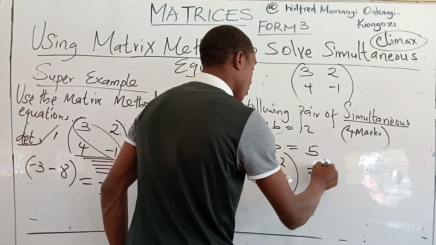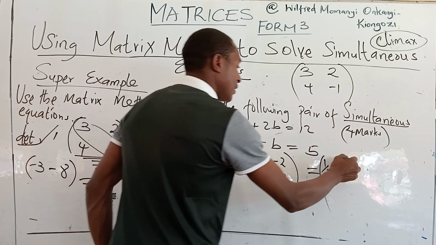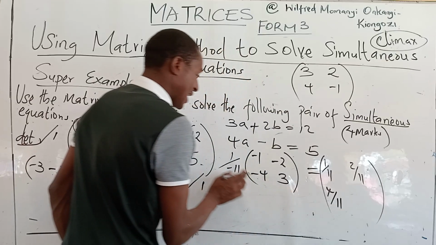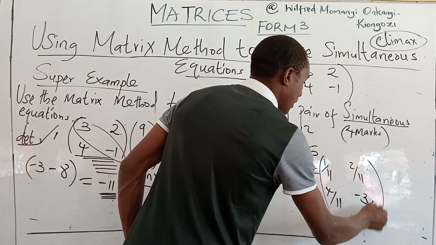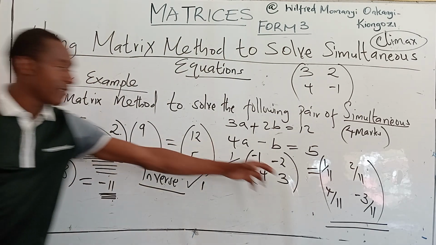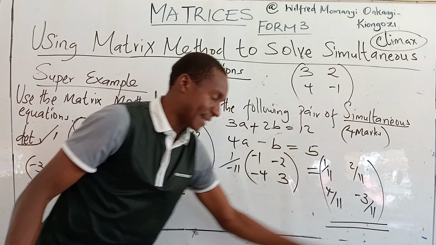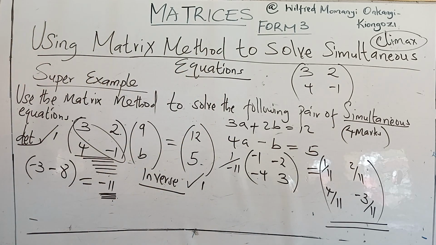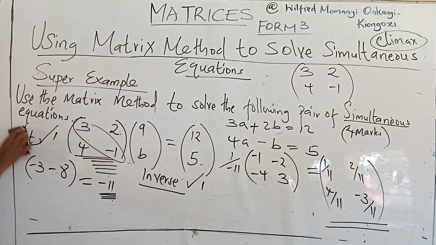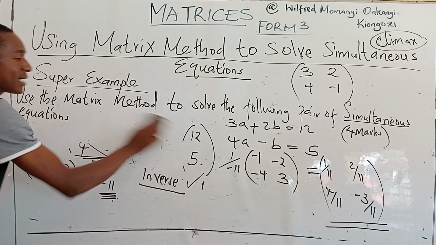It is 1 over 11, and then 2 over 11, then we have 4 over 11, and finally negative 3 over 11. So at this point, second mark, determinant, inverse. Now, the inverse is very important. We shall skip very many unnecessary steps so that we can get to looking for the values of A and B. Let us carry the inverse with us.